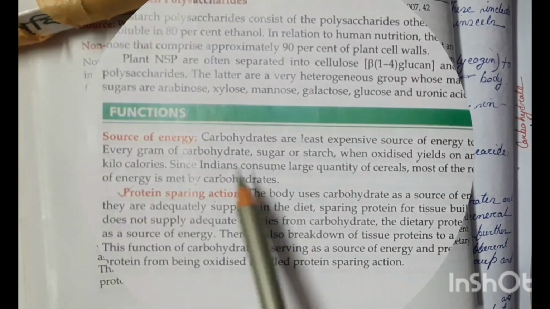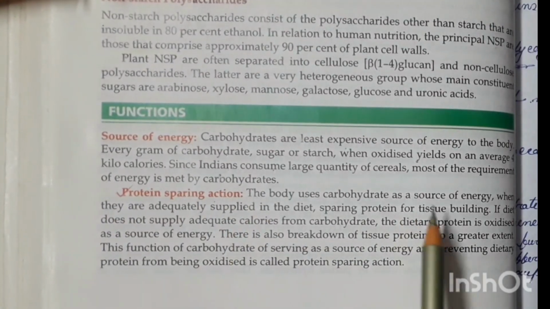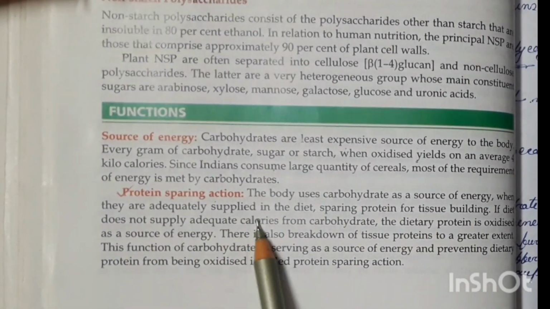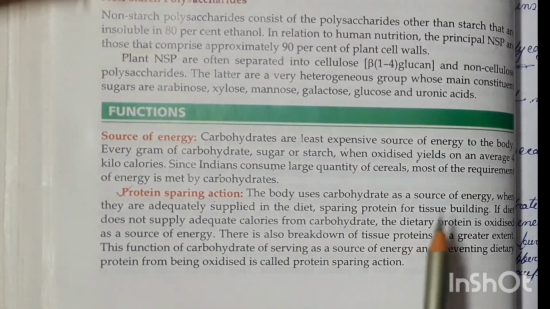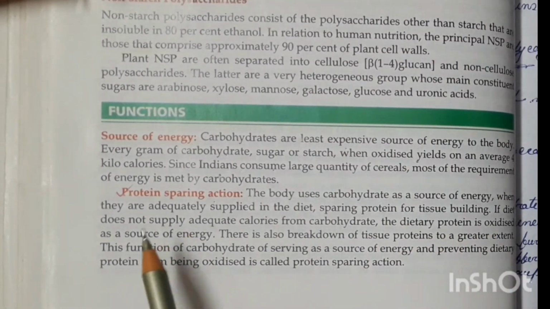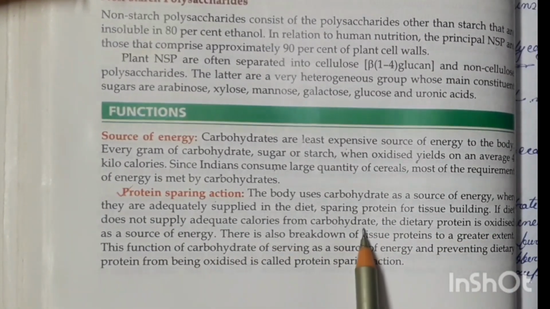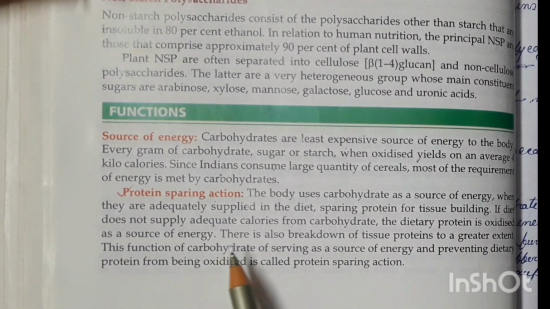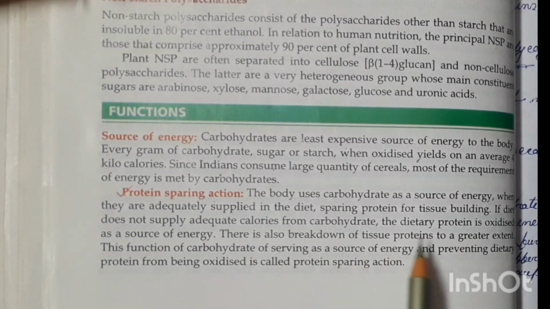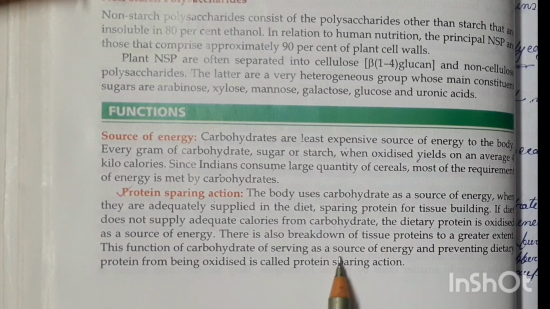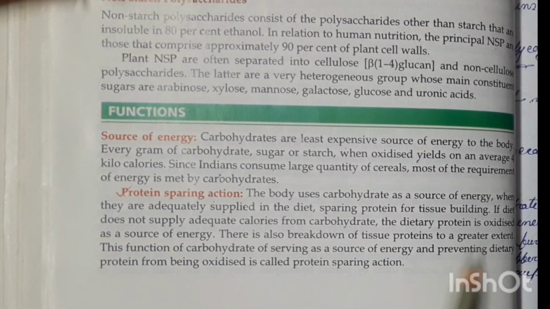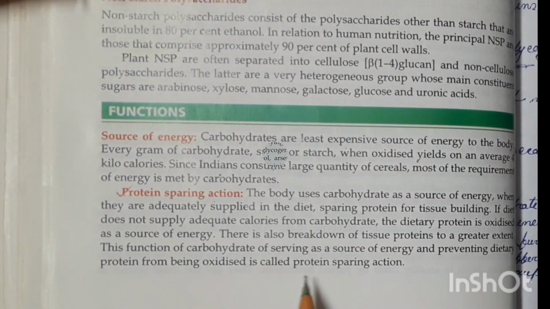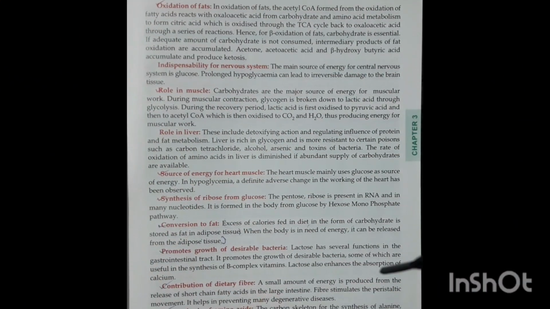Next is protein sparing action. The body uses carbohydrate as a source of energy when it is adequately supplied in the diet, sparing protein for tissue building. If the diet does not supply adequate calories from carbohydrate, the dietary protein is oxidized as a source of energy. This also breaks down tissue proteins to a greater extent. The function of carbohydrate of serving as a source of energy and preventing dietary protein from being oxidized is called protein sparing action. Next is the oxidation of fats.